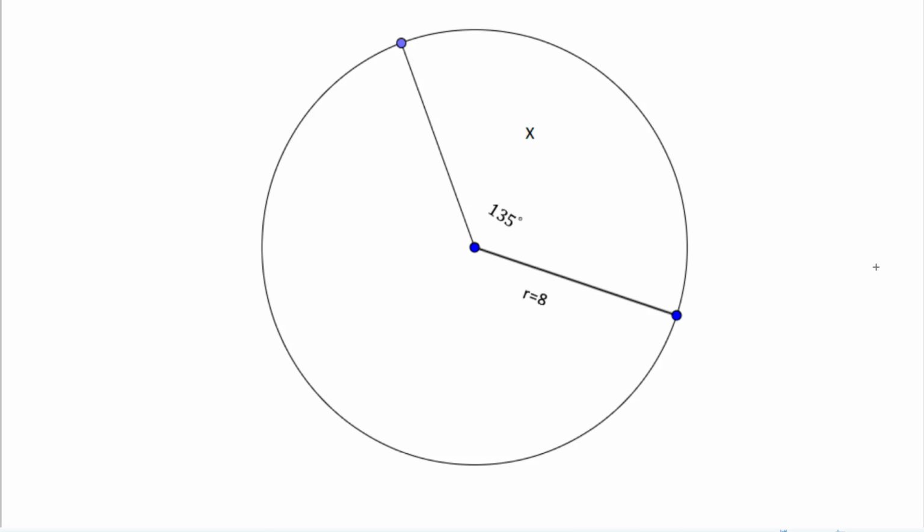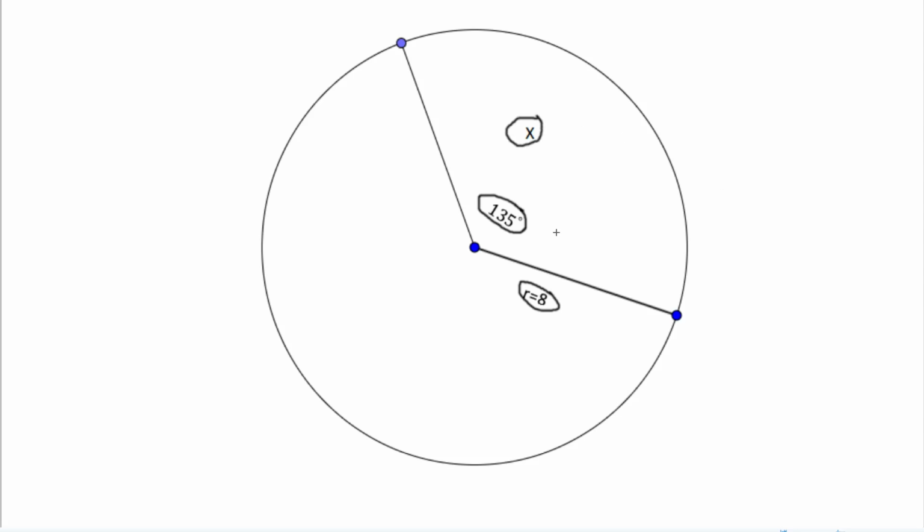This is the diagram we have been given. Using the equation above, we can solve for the sector area very simply. The central angle is 135 degrees and the radius is 8. We are looking for the sector area, which is labeled as x on this diagram.